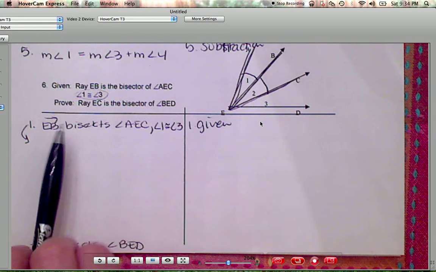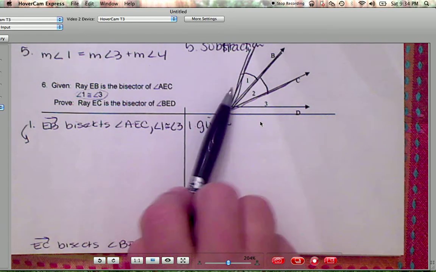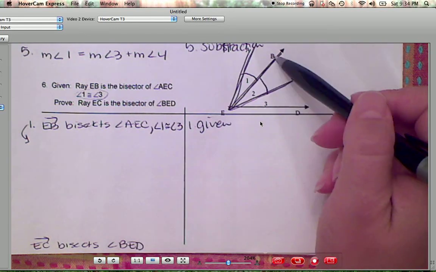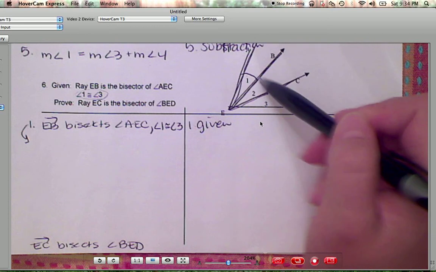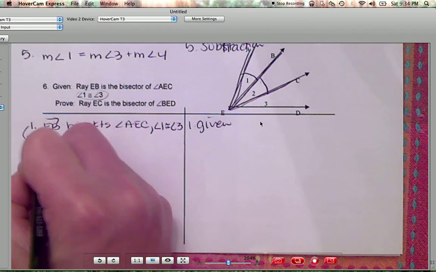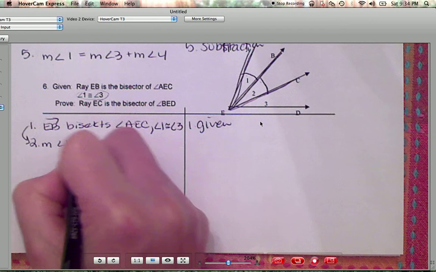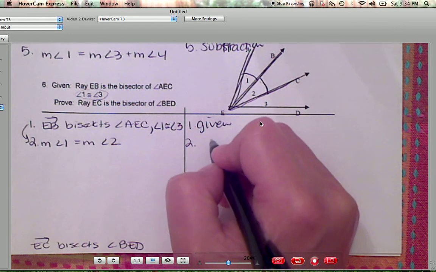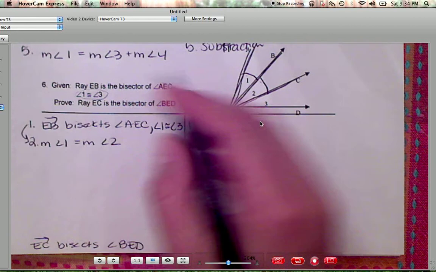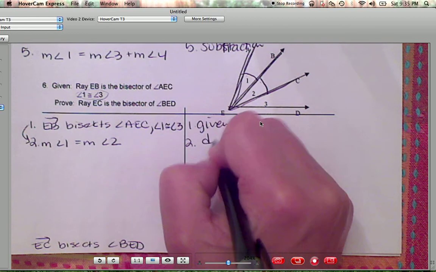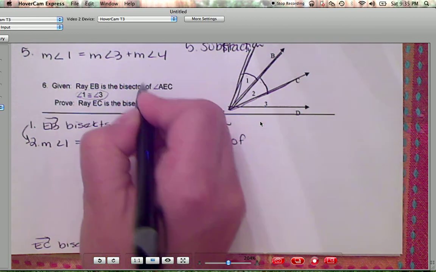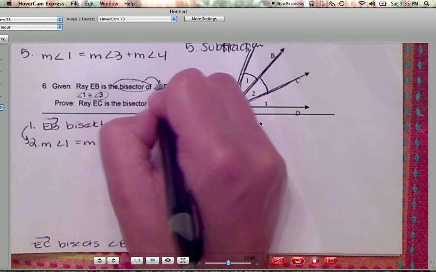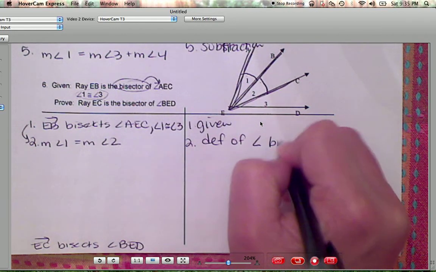Okay, so let's undo this wordy statement just like we showed you here. If EB is cutting AEC, then these two angles must be equal. So we say the measure of angle 1 equals the measure of angle 2. And remember, anytime you're doing wordy statements, that's a definition. Definition of, and it's a bisector of an angle, so definition of an angle bisector.